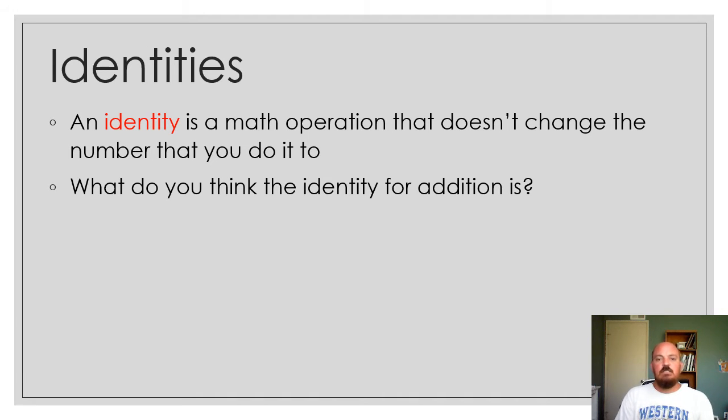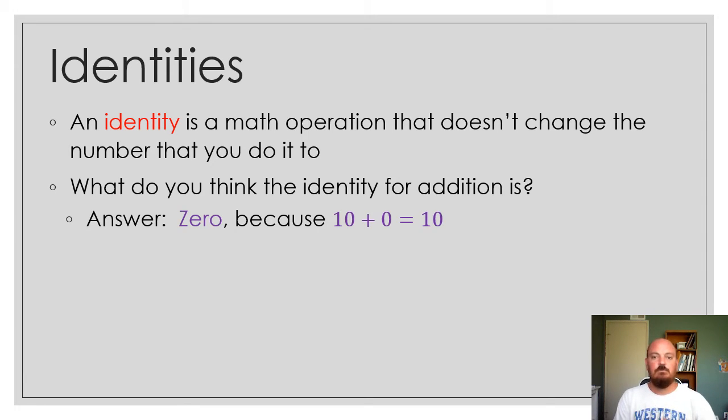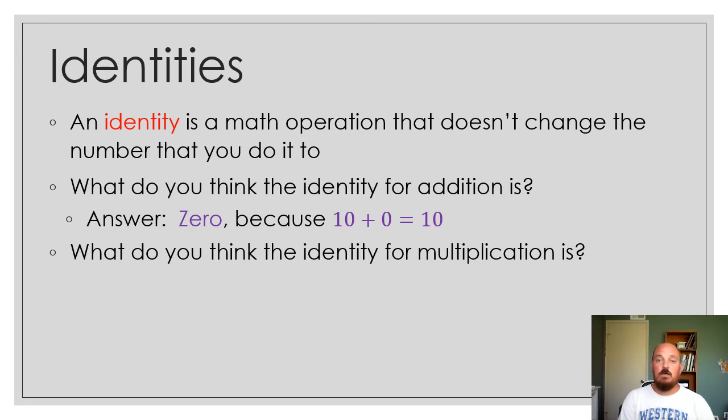So think for a second, what do you think the identity for addition is? You can pause the video if you want to stop and think about it. But basically, it's 0. Adding 0 to a number doesn't change it, and that's what we mean by identity. So if I start with a 10 and I do plus 0, the answer is still 10. That's why plus 0 is called the addition identity. So now, what's the one for multiplying? What can I multiply by and not change a number? The answer for that one is 1.